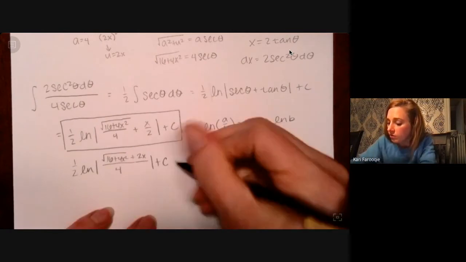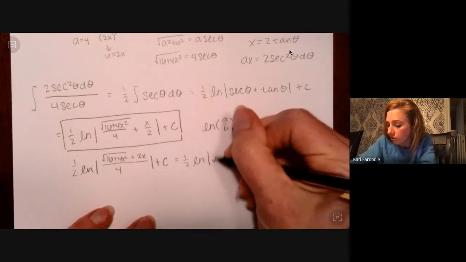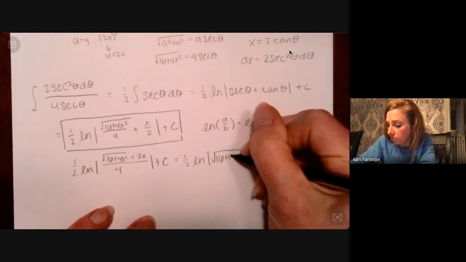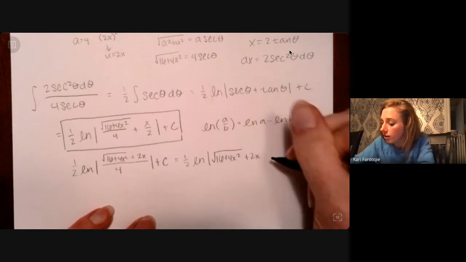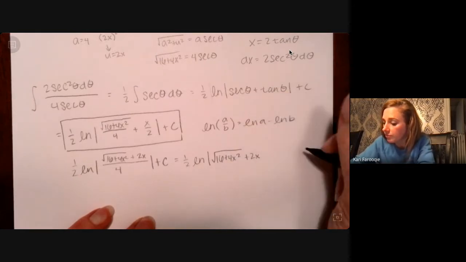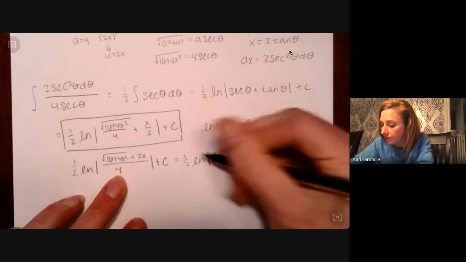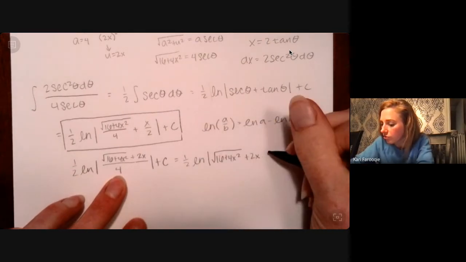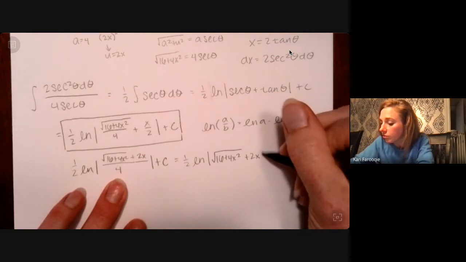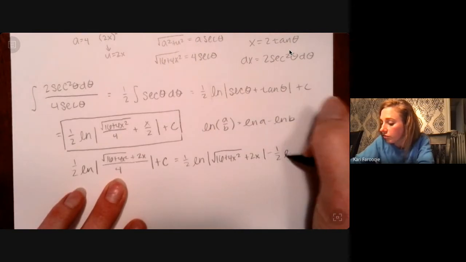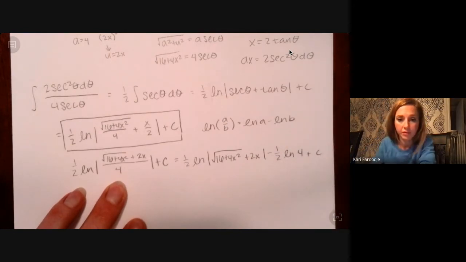So what that means is that you can say that this is 1/2 times the natural log of the absolute value of 16 plus 4x squared plus 2x, and then minus the natural log of the denominator. However you want to do this, you might. I'm going to just distribute the 1/2 actually. So that's what I will do. So minus 1/2 ln 4 plus c.